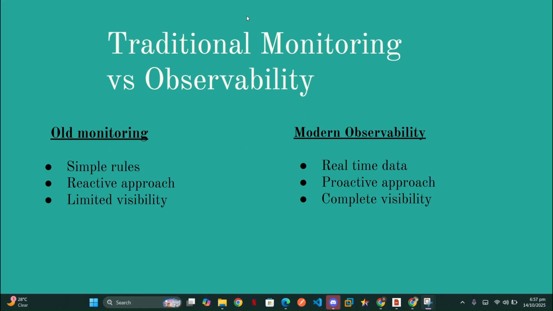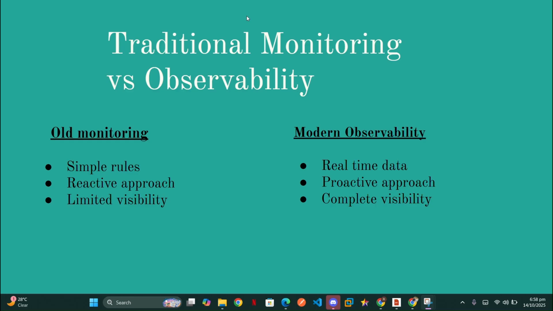I will be comparing traditional monitoring versus observability. Old monitoring is very simple. For example, you set rules like alert me if CPU is above 80%, but modern networks are quite complex. In modern networks, you are always reacting to problems after they happen. Observability is different. It collects lots of data and analyzes it all the time. It gives you complete visibility. You understand what is happening and why. This is much better than old monitoring.